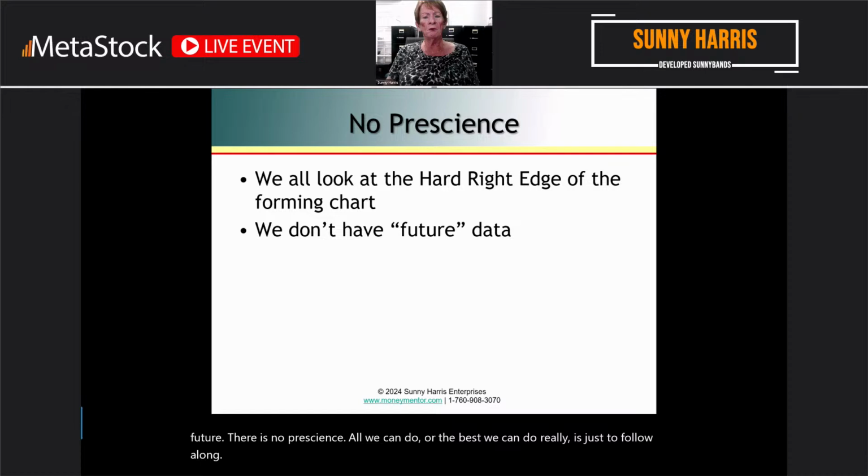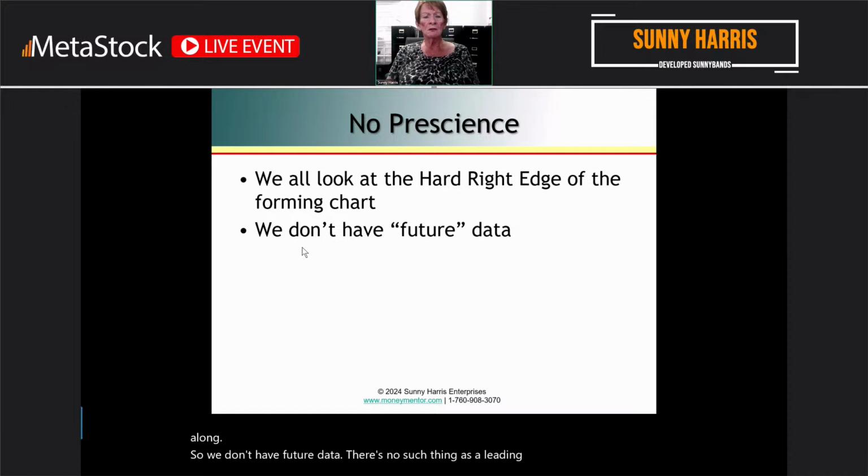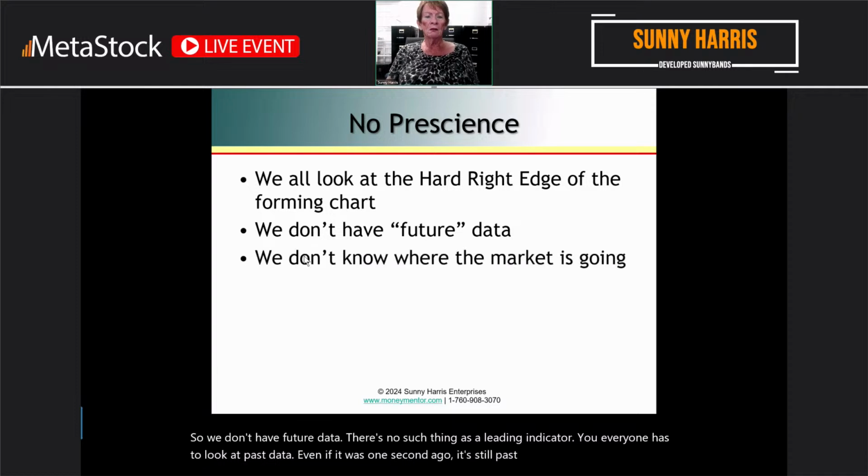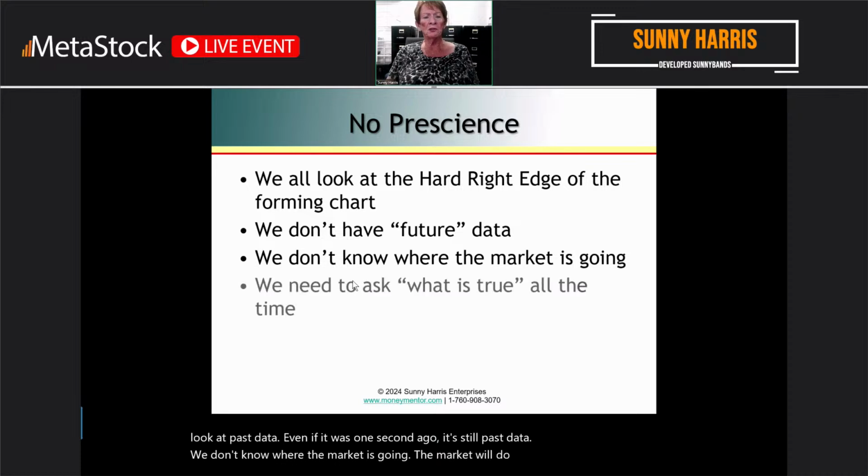So we don't have future data. There's no such thing as a leading indicator. Everyone has to look at past data. Even if it was 1 second ago, it's still past data. We don't know where the market is going. The market will do what it wants to do.